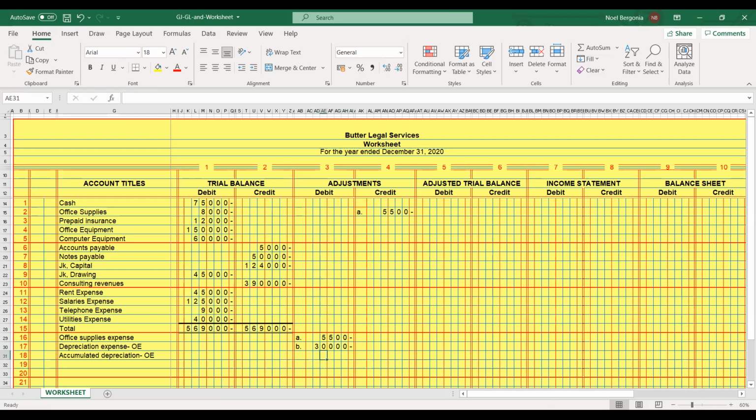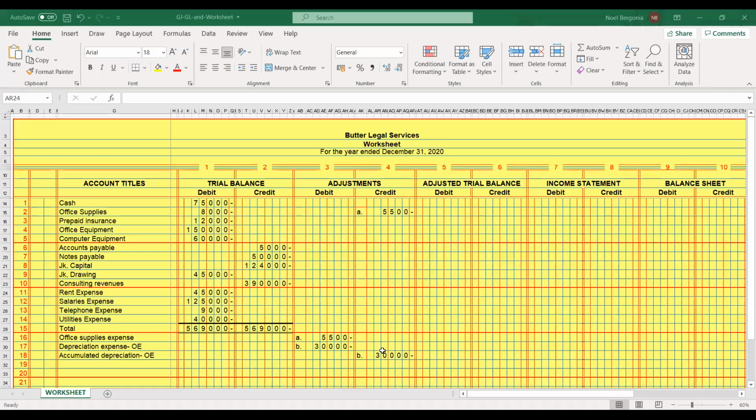Okay, and then credit naman po, accumulated depreciation OE or office equipment, 30,000. So again, do not forget to please make sure na tama yung input ng amount, to avoid transposition or slide errors at saka yung maling pag-input whether debit ba siya or credit. Okay? So after putting it there, we're done with the data for adjustments, letter B.